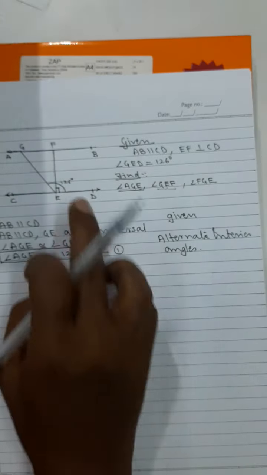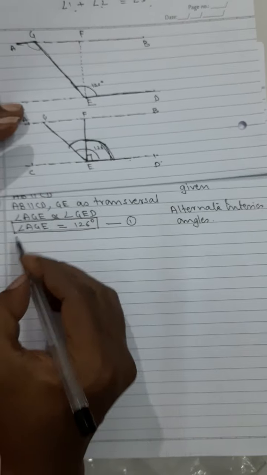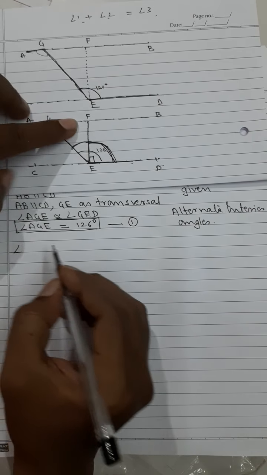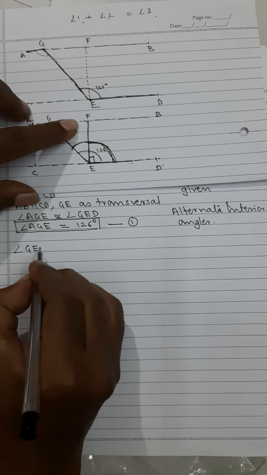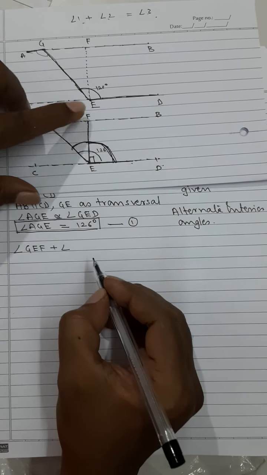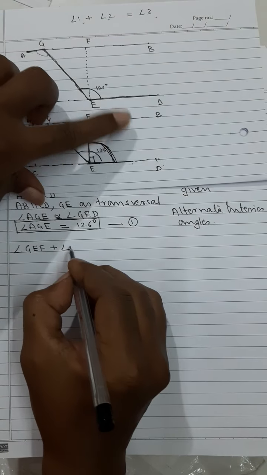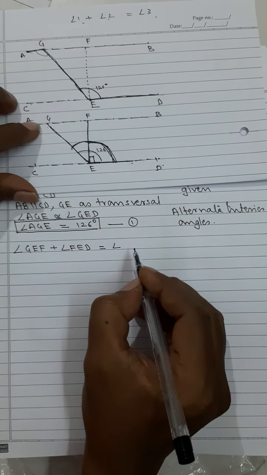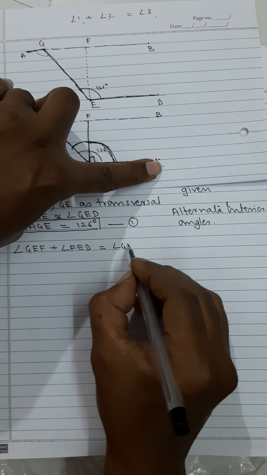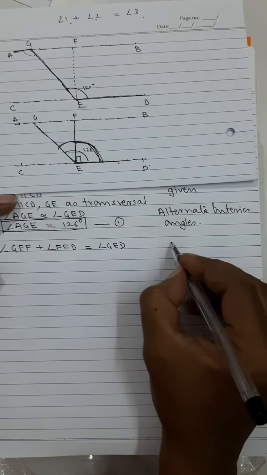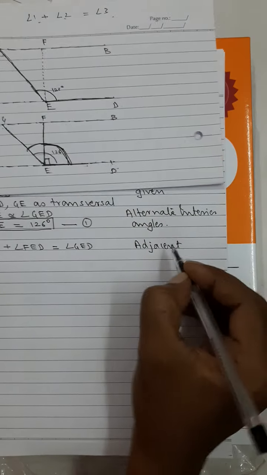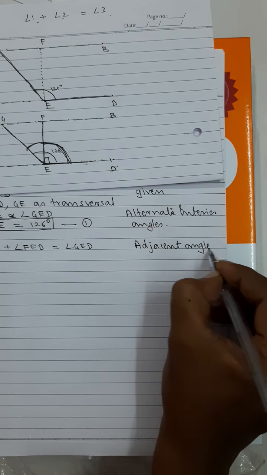So here, you don't have to write anything. Now you know that it is a detail. You have to see that. Now here, angle GEF plus angle FED is equal to angle GED. Reason: adjacent angles property.